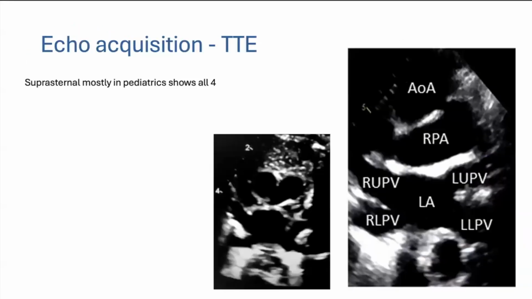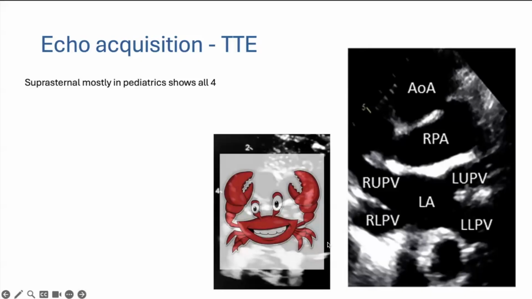Okay. So in terms of echo acquisition, where do you find them, how to get them? If you're scanning a pediatric person, you get them all from the suprasternal angle. This looks like something, I don't know if you can see it, but it has a special name. Crab. Sorry. Crab. Yeah, so this looks like a crab. They call it the crab, with the body, eyes, and arms and legs. And I tried to put a picture for you.